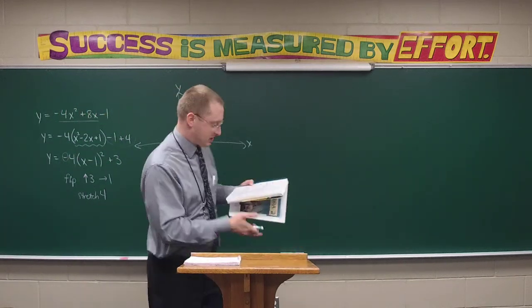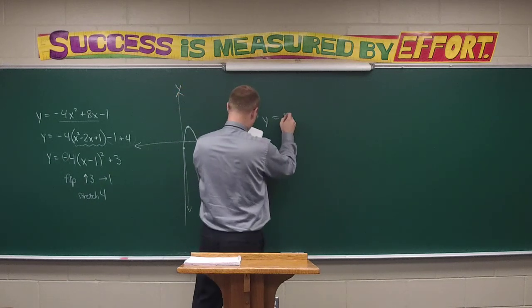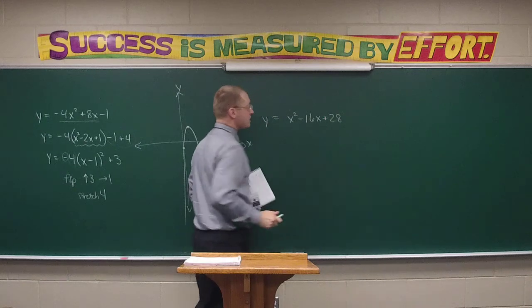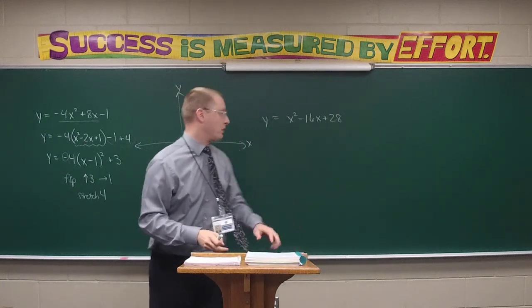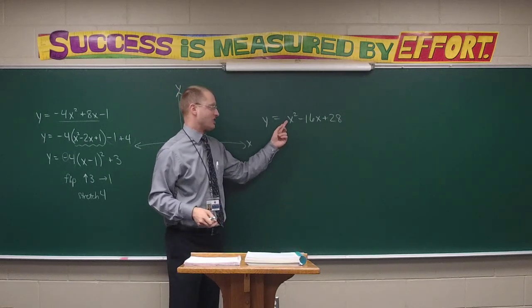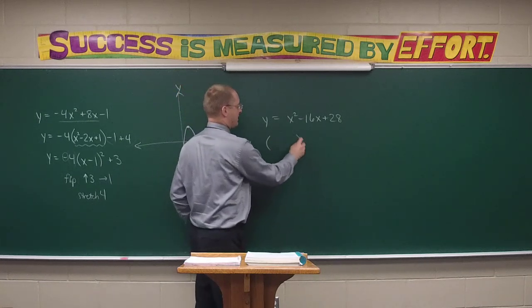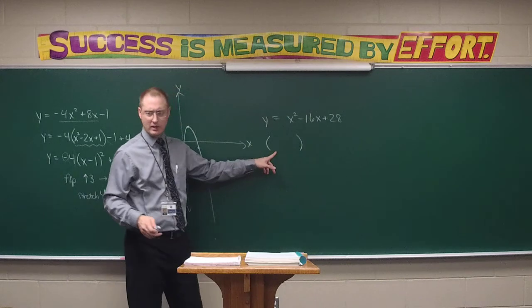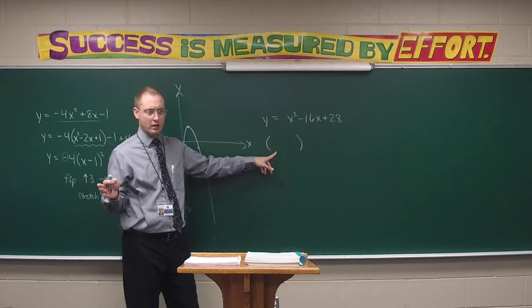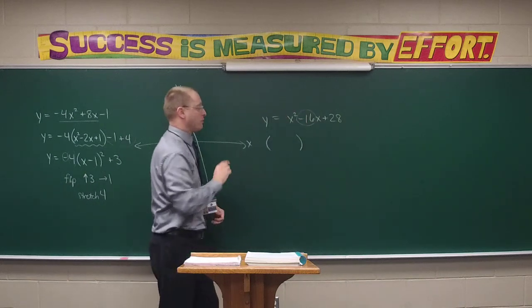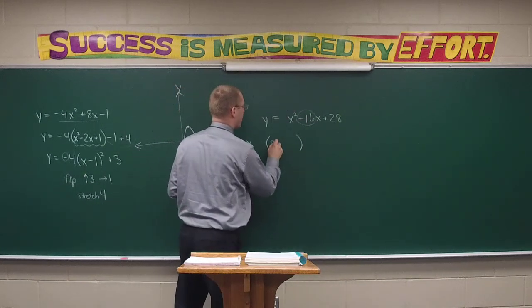Supposed to use the vertex formula for y equals x squared minus 16x plus 28. This wasn't too bad, because remember we said whatever is the coefficient has to be factored out. There ain't no coefficient. So all I have to do then is, what did I do to get the x, anyone? Negative half of the negative 16, which is, class, 8. So I know my x value is 8.